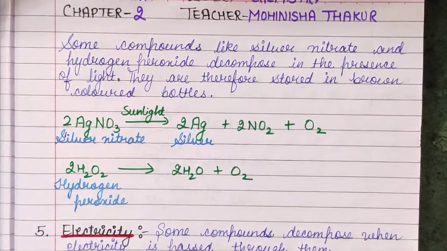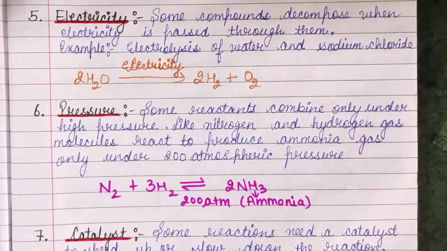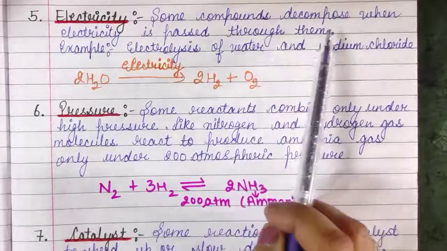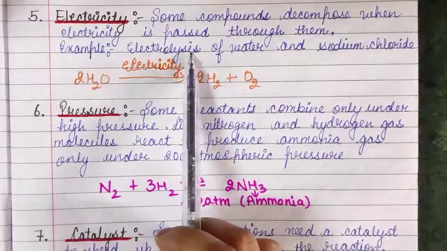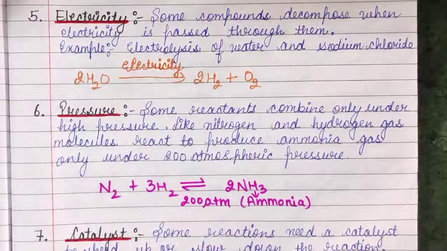Now we will do the fifth condition, which is electricity. So what is electricity? Some compounds decompose when electricity is passed through them. Example, electrolysis of water and sodium chloride. Now move on to the sixth, which is pressure.